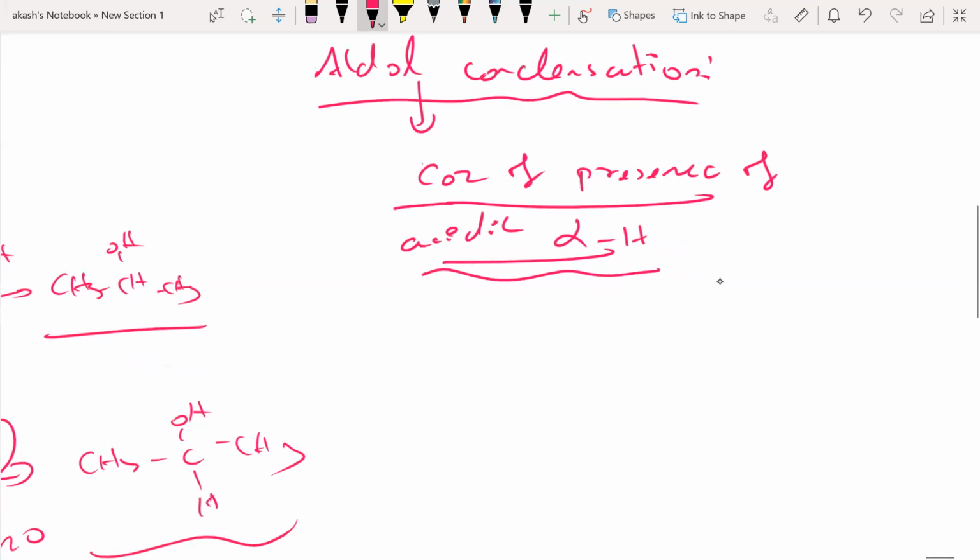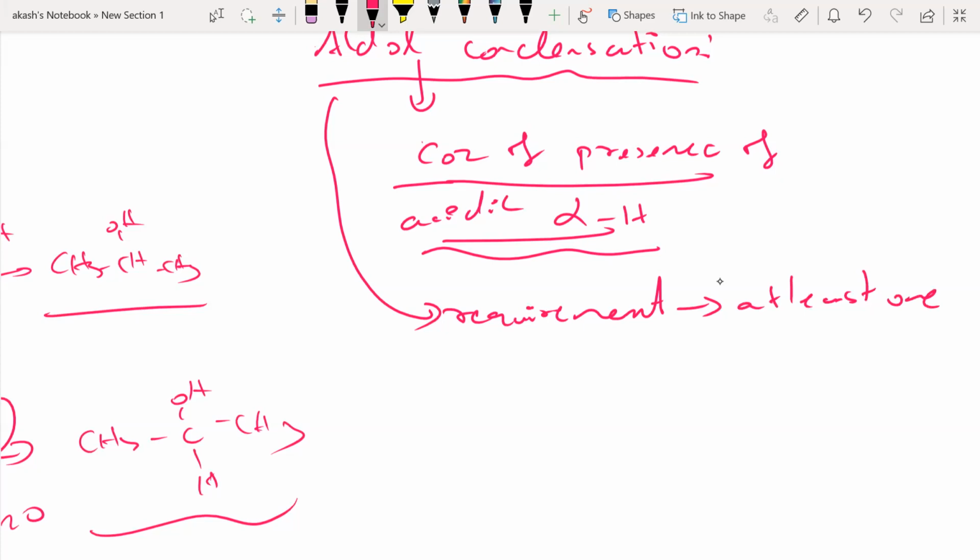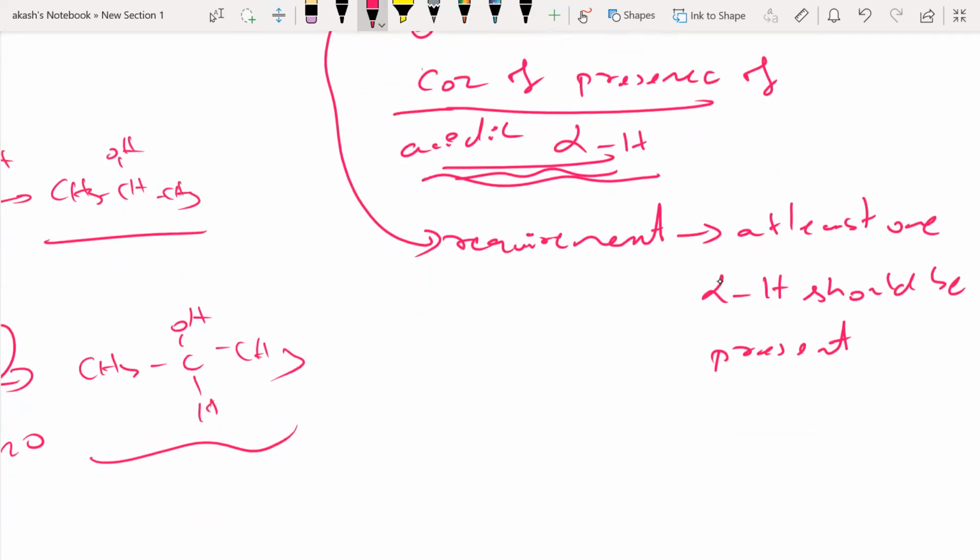So what exactly is going to happen here? We'll try to understand. The main requirement for an aldehyde or a ketone to give the aldol condensation reaction is that at least one alpha hydrogen should be present, because the entire reaction is happening because I have acidic alpha hydrogen. If no alpha hydrogen is there, no reaction happens. So at least one alpha hydrogen should be present for aldol condensation to happen.